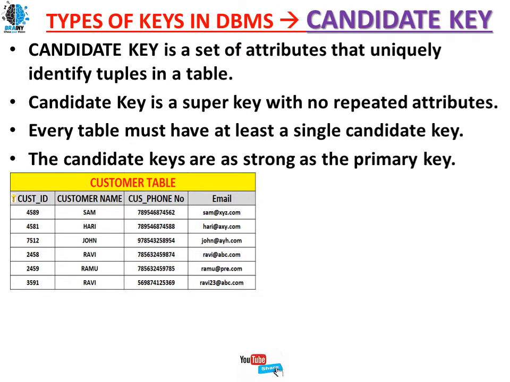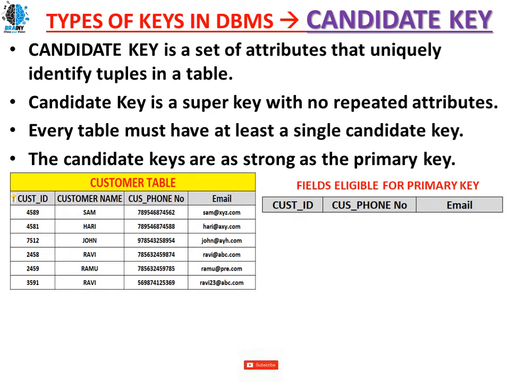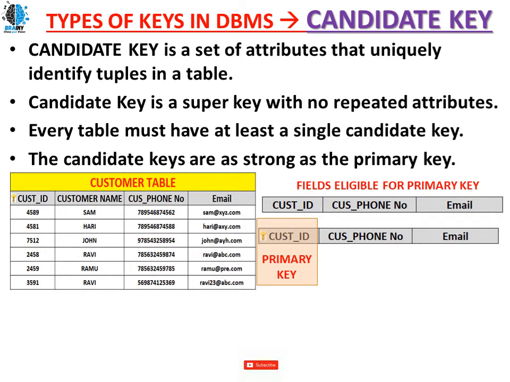Let's find out the candidate key for this table. You can have more than one candidate key. At least a single candidate key should be there in your table. So let's see how many candidate keys I can have in this customer table. These are my eligible primary keys, right? From this I have created the primary key, customer ID. So what are the remaining fields? I have customer phone number and email address. So these two are alternate keys.